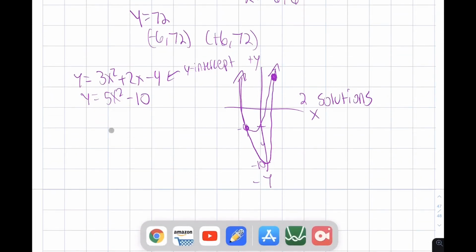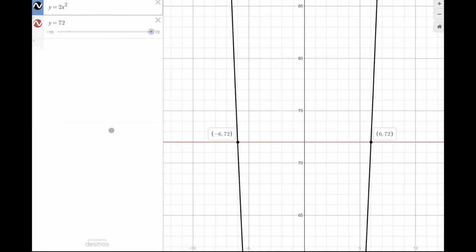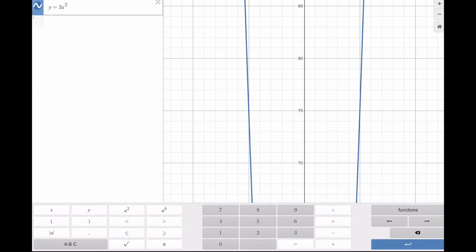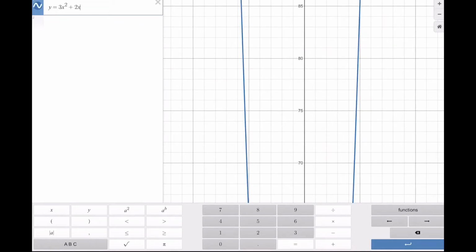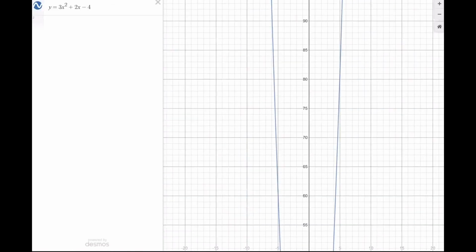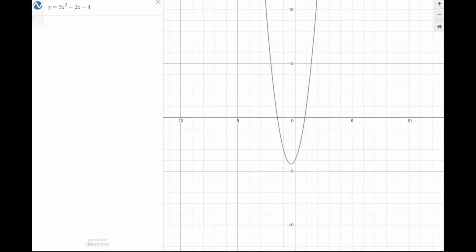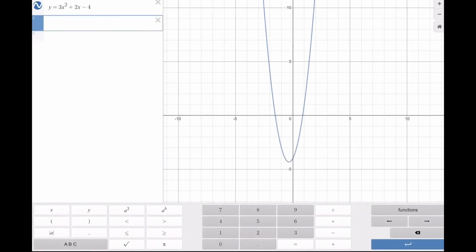Okay, let's graph it. 3x squared plus 2x minus 4. Let's clear these ones. Y equals 3x squared plus 2x minus 4. Let me bring this back down to the origin. Y equals 3x squared plus 2x minus 4. And then the second equation, y equals 5x squared minus 10.